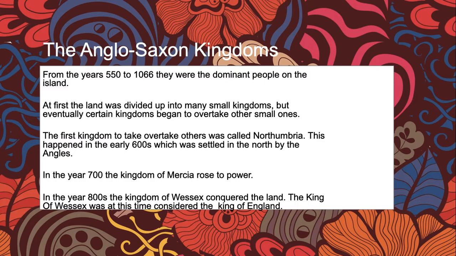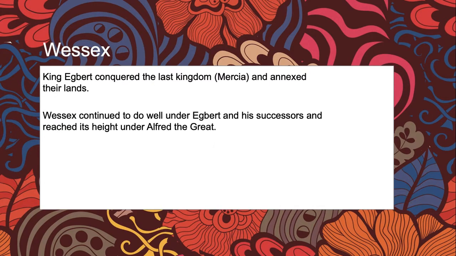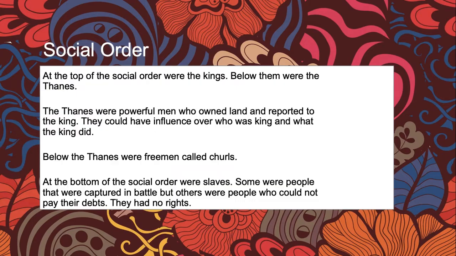In the year 700, the kingdom of Mercia rose to power. In the 800s, the kingdom of Wessex conquered the land. The King of Wessex was at this time considered the King of England. So Wessex. King Egbert conquered the last kingdom, which was known as Mercia, and annexed their land. So annexed means that it became part of his. Wessex continued to do well under Egbert and his successors, and reached its height under Alfred the Great.